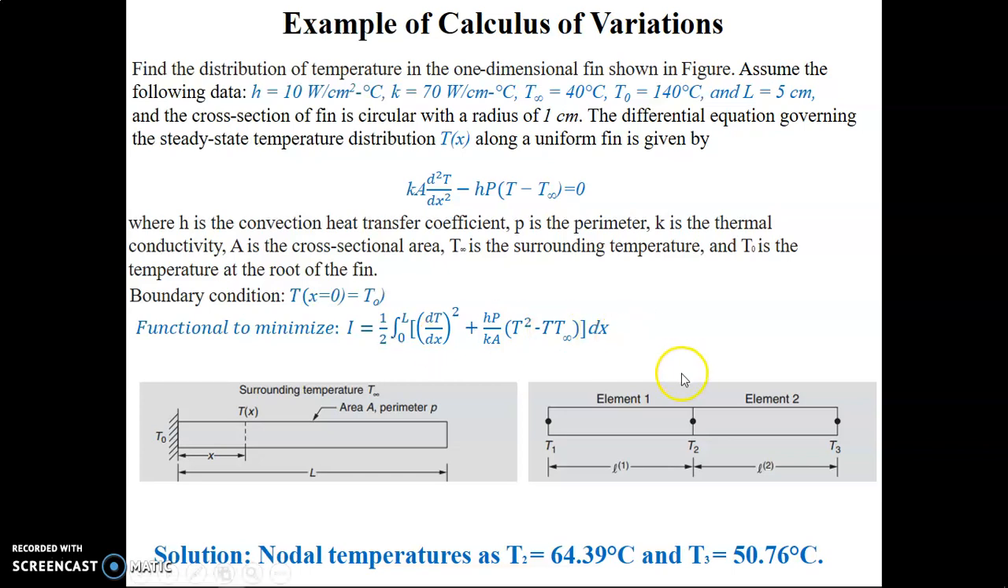By doing so, you will be getting three equations. When you simultaneously solve these three equations, you will be getting the matrix forms as K into T is equal to P, that is the external load. So this kind of equation you will be getting, and when you solve this equation for the temperature, you will be getting the temperature at the second node as 64.39 degrees Celsius and temperature at the third node is 50.76 degrees Celsius. So try this numerical to develop the basic understanding of the variational approach in finite element analysis.